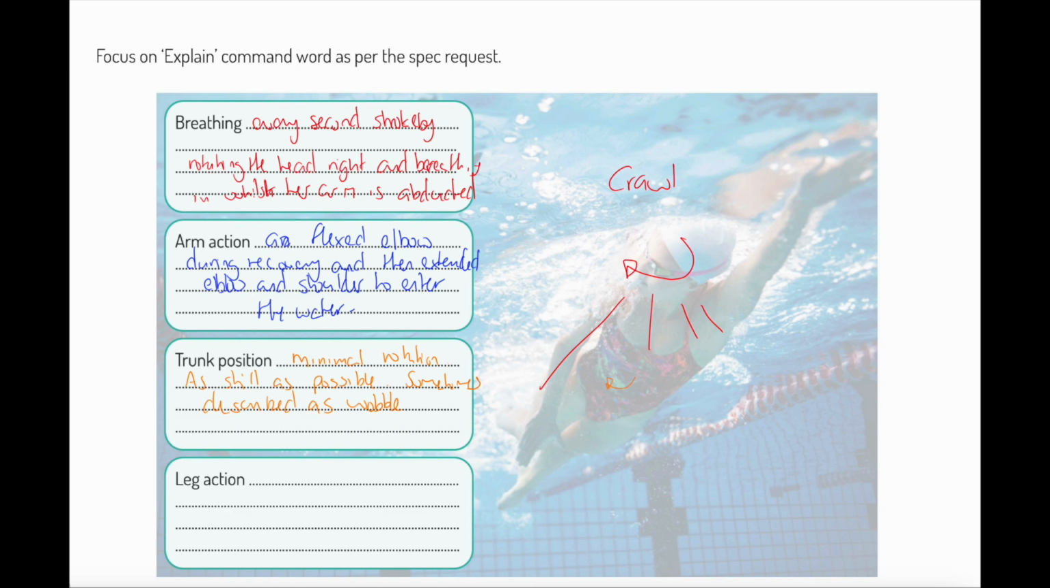And talking of legs, what would be the leg action in this case? Well, we could say something like plantar to dorsiflexion of the ankle.